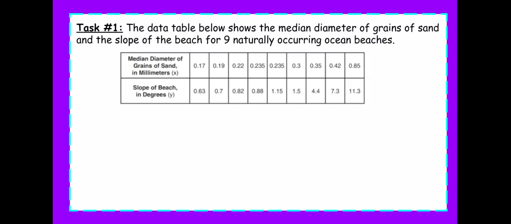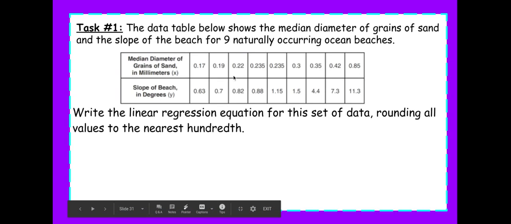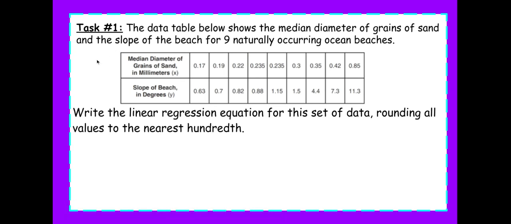So we're going to flip it over to page 2, which is task 1. And on task 1, it gives us a table. And the first thing it said is write the linear regression equation for the set of data rounding all values to the nearest hundredth. That means you need to pause this video to plug in the numbers for x into list 1 and y into list 2 to get your y equals ax plus b.